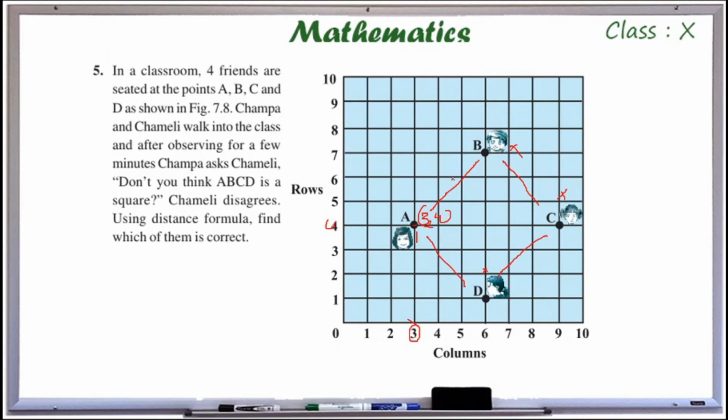For a square, the 4 sides are the same. You have to check whether the 4 sides are the same and also the diagonals. You have to find the diagonals too. If the diagonals are the same, we can say that it is a square. So do it as homework. The question is you have to check whether it is a square or not.